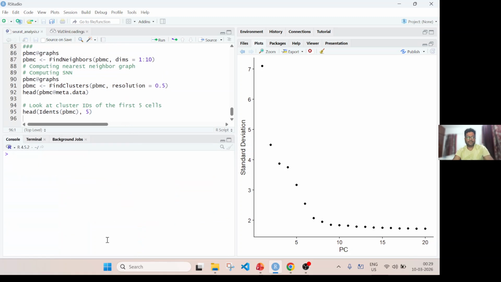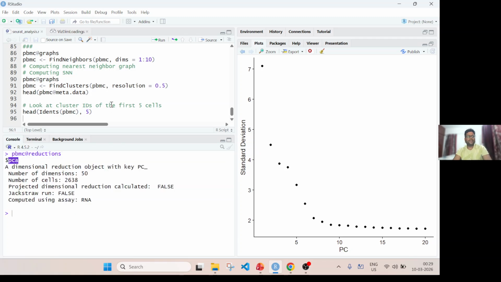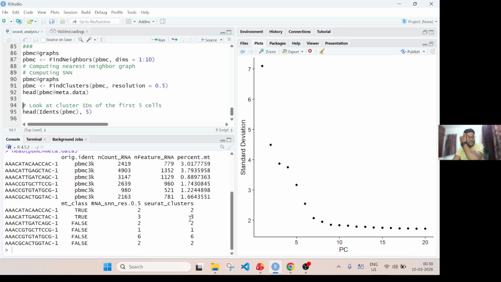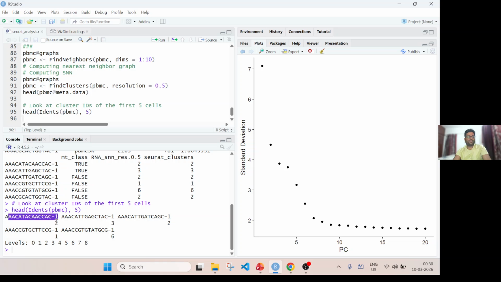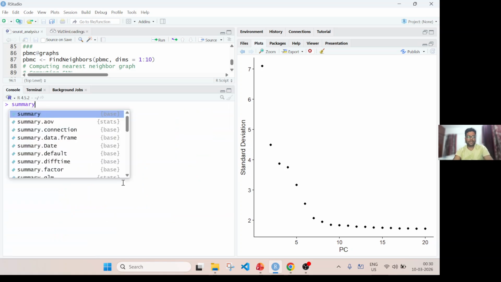Yeah, and if I go to pbmc@reductions, you will see only the PCA. I wanted to see whether UMAP has come or not, but because we have not done the UMAP, we won't see it. So we got this PBMC metadata, and that tells which clusters belong to what. Just to see the first five, you can see that this barcode belongs to the second cluster, this barcode belongs to the third cluster, like that.